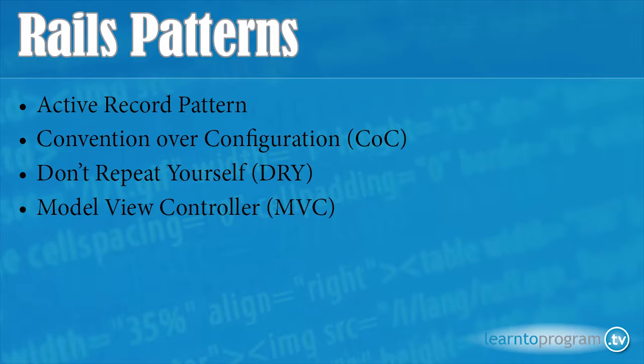So the four main patterns used by Rails are active record pattern. An active record pattern is a way of accessing the data in the database that gives you a more intuitive database interface, a way to access it easily through your code without having to jump through a lot of hoops and write a lot of SQL queries. In fact, you shouldn't have to write any SQL queries when you're using the database in Rails.